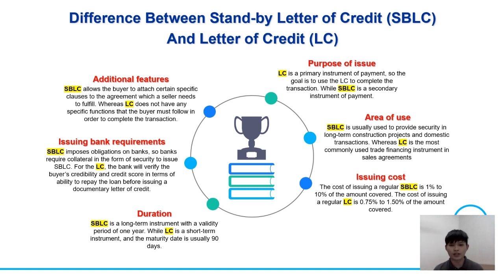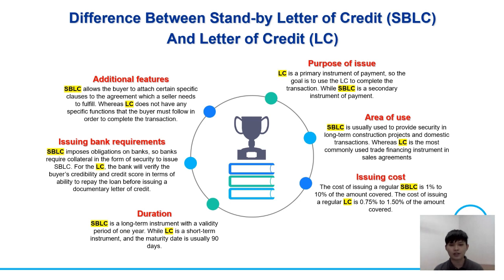The third difference is the purpose of issue. LC is a primary instrument of payment, so the goal is to use the letter of credit to complete the transaction. It provides security to the seller that the buyer will pay for the supply of goods. In contrast, SBLC is a secondary instrument of payment. If a seller is paid by a standby letter of credit, it means that something went wrong with the buyer. The goal, however, for all the parties involved is to avoid using the standby letter of credit.